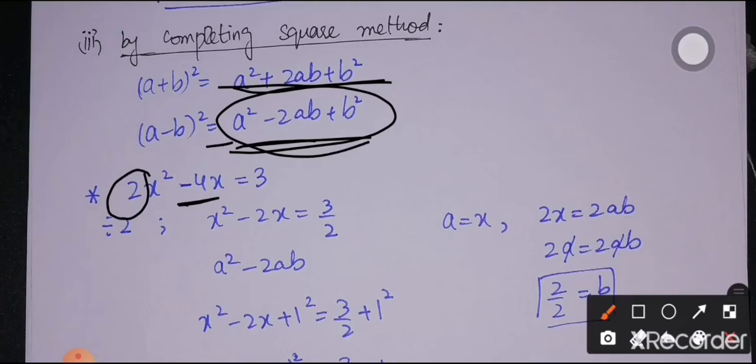Now we are going to compare with the part a square minus 2ab, because we will find out b, since b square is missing right now. 3 by 2 is not the square of any number, so we will find b so that we can add and subtract b square and complete the formula. When we compare the two parts, we get a is equal to x and 2x is equal to 2ab. Now we put x equal to a, a cancels out and this 2 is divided over here. This is how we can evaluate the b value: we just divide the coefficient of x by 2.